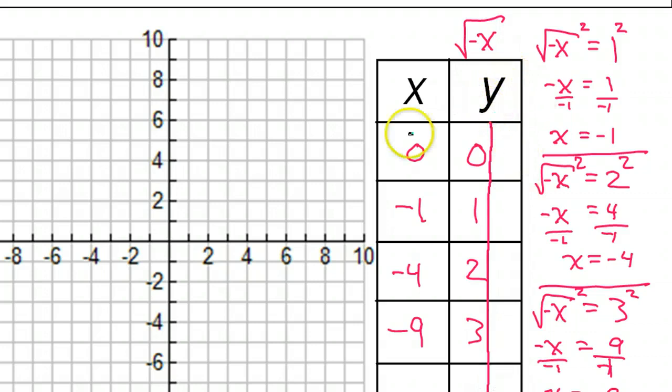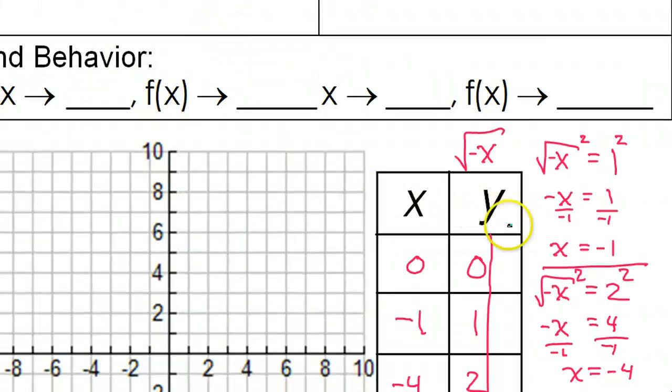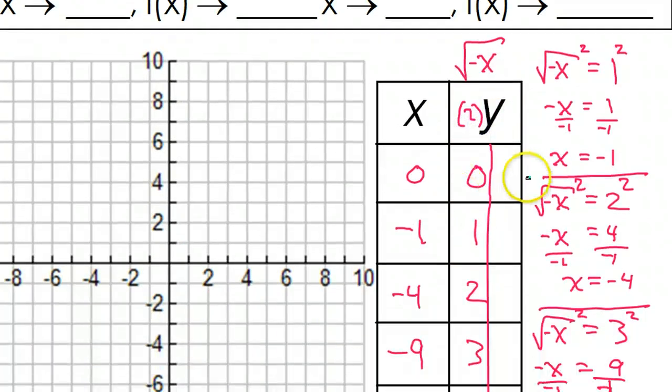Okay, you get the third column by multiplying by the a value, which is 2. So I'm just going to multiply everything times 2. That's going to give me 0 and 2 and 4 and 6. Now once you have that, you can forget about the middle column. So we're going to start off with our 0, 0, negative 1, 2, negative 4, 4, and negative 9, 6.